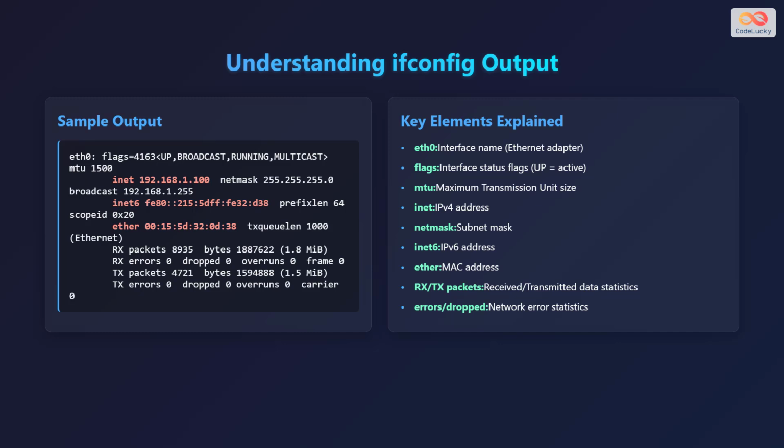inet represents the IPv4 address. Netmask is the subnet mask. inet6 is the IPv6 address. ether refers to the MAC address. RX or TX packets indicate the received or transmitted data statistics. Errors or dropped indicates network error statistics.